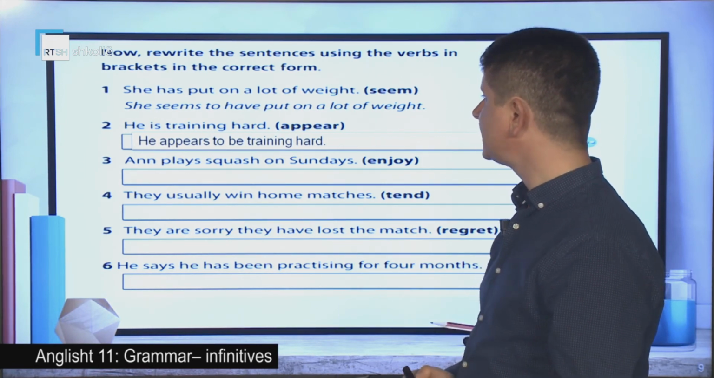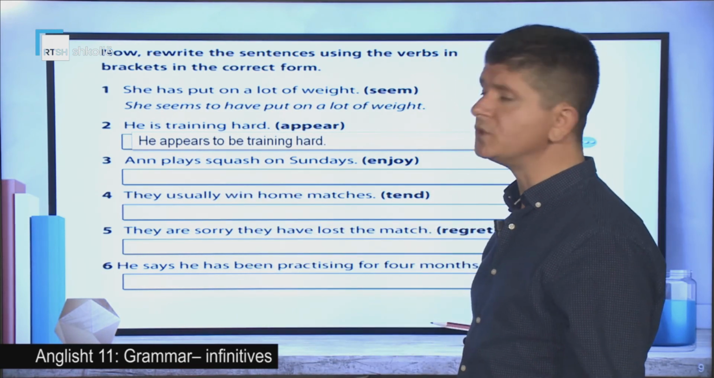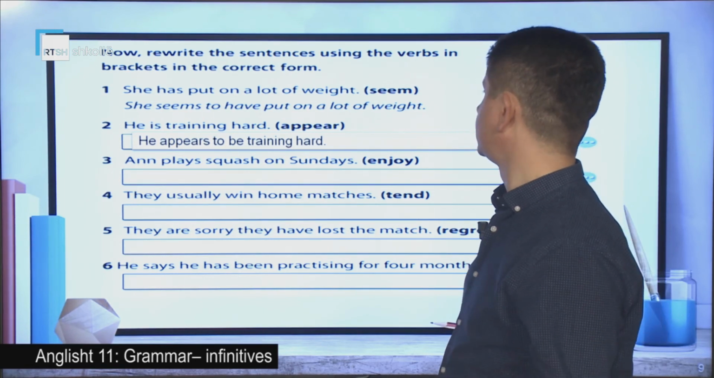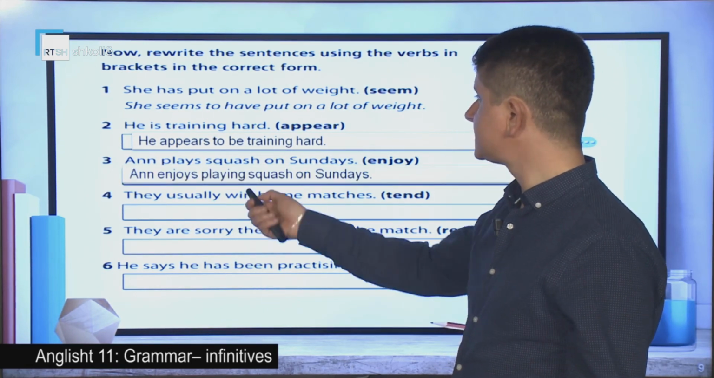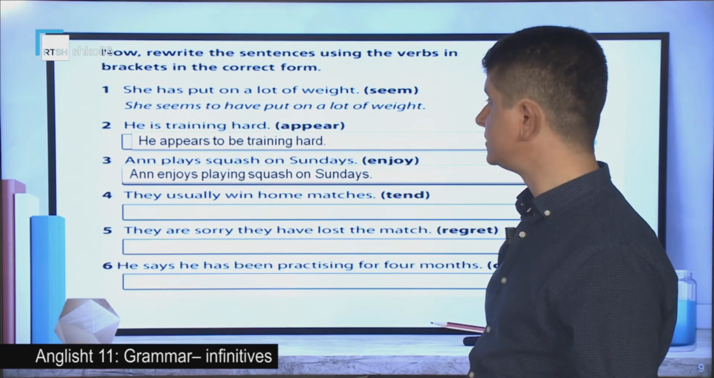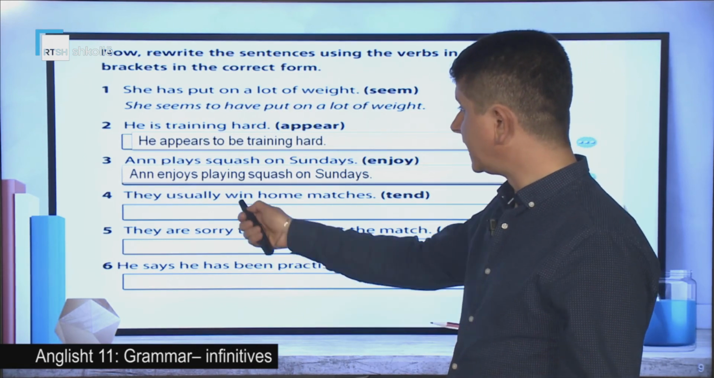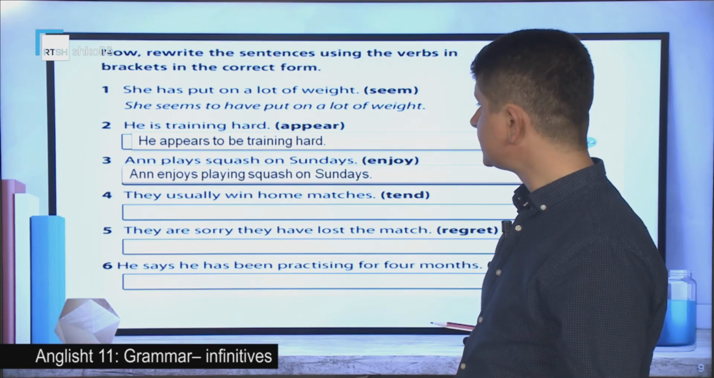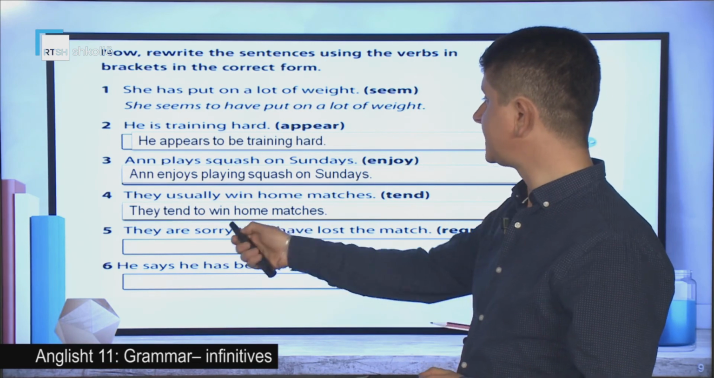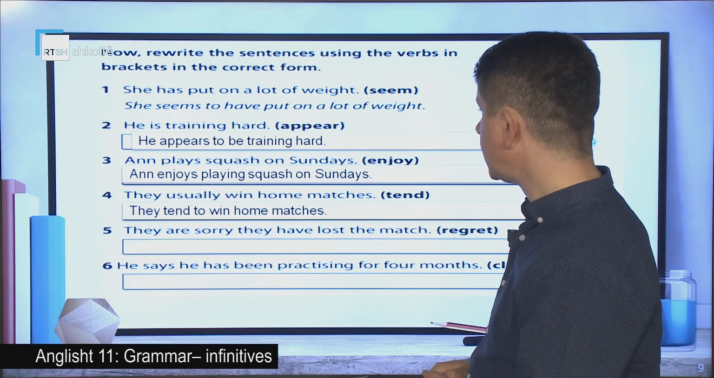Number 3, Anne plays squash on Sundays. We see that the verb plays is in the present simple, which means the infinitive or the ing form should be in the present simple. And it is, Anne enjoys playing squash on Sundays. Playing, the present ing form. They usually win home matches. Again, the verb is win, which is present simple, which means the to infinitive or ing form should be in the present simple. And it means they tend to win matches. To win, the present infinitive.